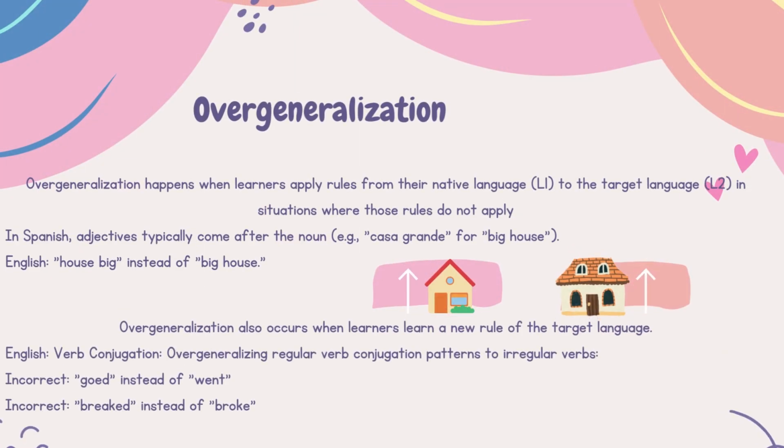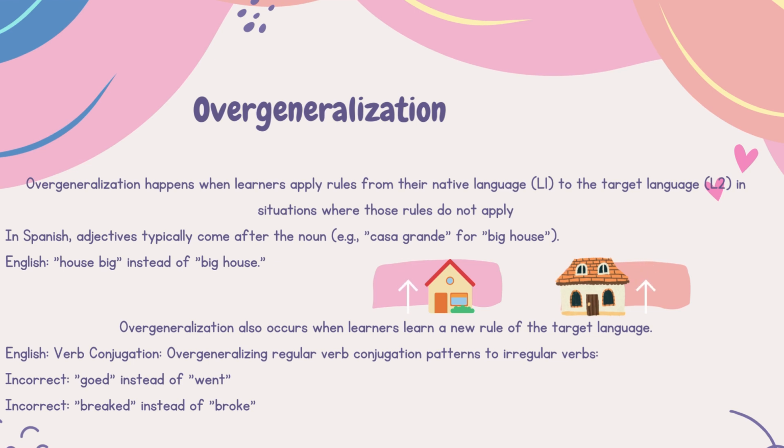Lastly, overgeneralization happens when learners apply rules from their native language to the target language in situations where those rules do not apply. In Spanish, adjectives typically come after the noun. Example, casa grande for big house. Someone learning English would say house big instead of big house.